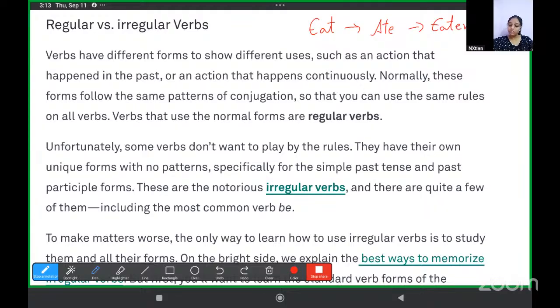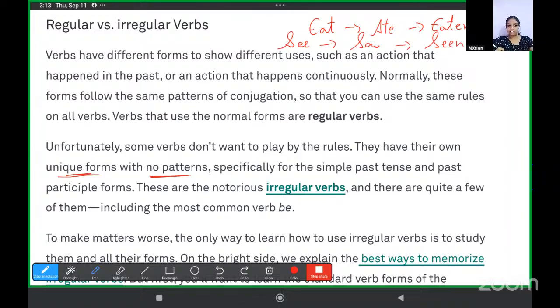Take another example. See, the past form becomes saw, the participle becomes seen. Unique again. So irregular verbs are unique. They have their own forms and they do not follow a pattern.